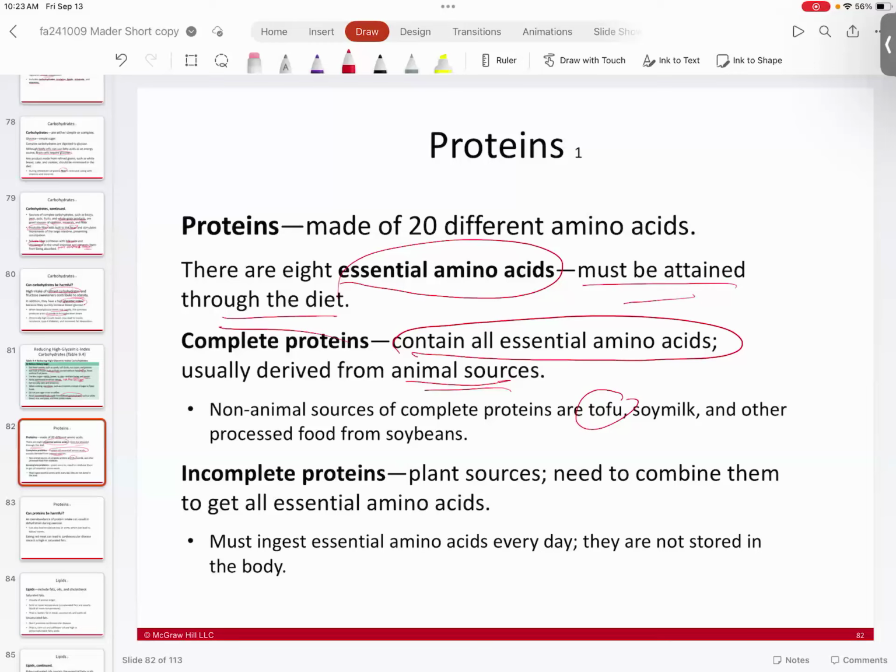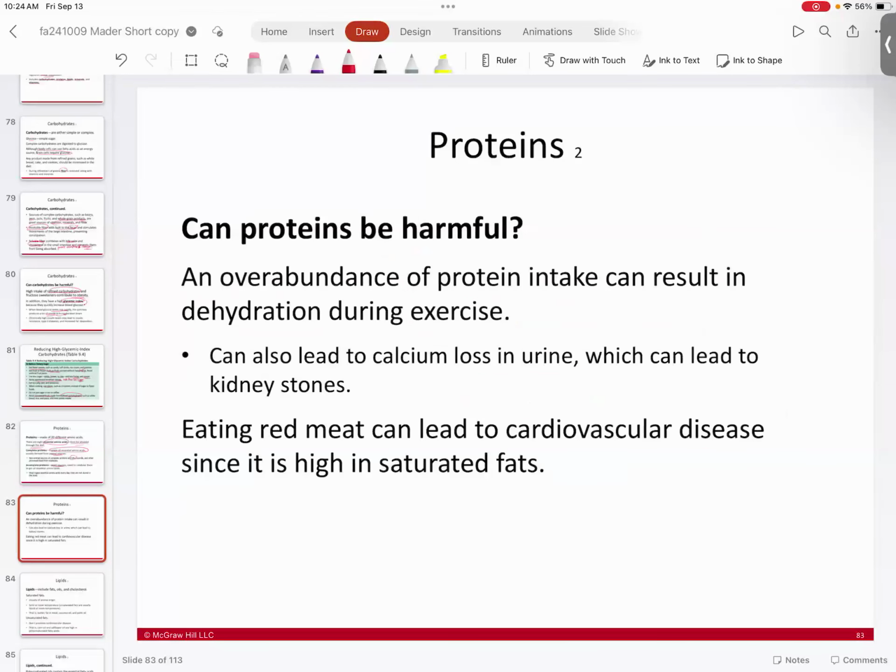Incomplete proteins basically are from plant sources. So again, this will affect the vegans. And you typically need to add other types of protein sources in order to get all of your essential amino acids. For instance, you have to ingest these amino acids and you have to store them. So for instance, it's not uncommon for a vegan to have to supplement their diet with different types of proteins just to make sure they're getting their complete protein complement.